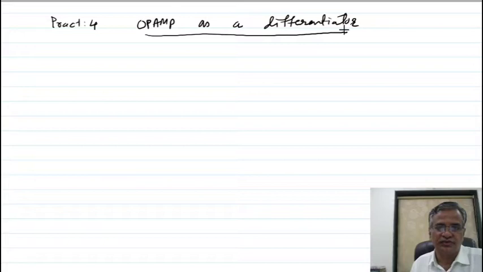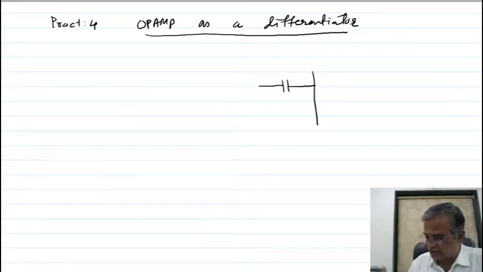It is also used in analog computers and PID controllers. It is also used in some demodulator circuits. So let us see the basic differentiator circuit, or the ideal differentiator circuit using the op-amp, as shown in the figure.